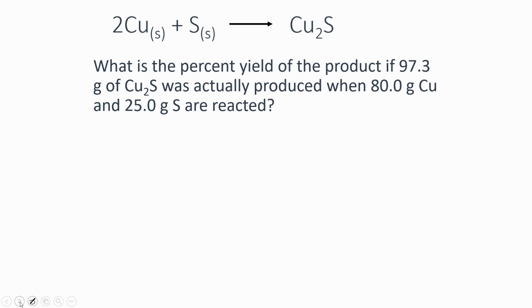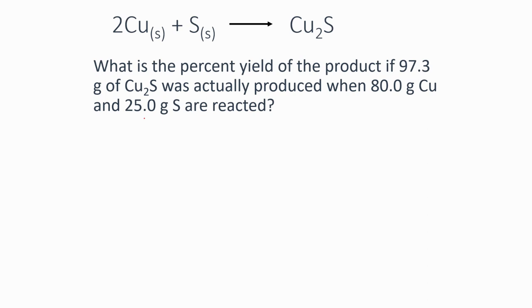Let's take a look at an example here. This one says, what is the percent yield of the product if 97.3 grams of copper 1 sulfide was actually produced when 80 grams of copper and 25 grams of sulfur were reacted? So this is kind of an extension of the last example that we did. It's got the same amounts.